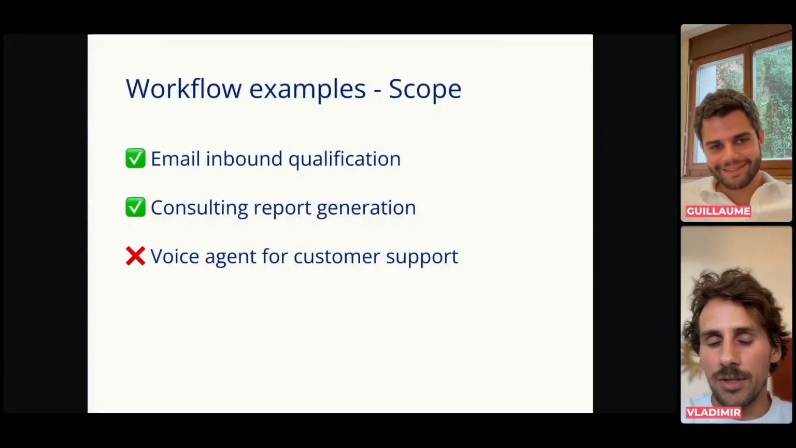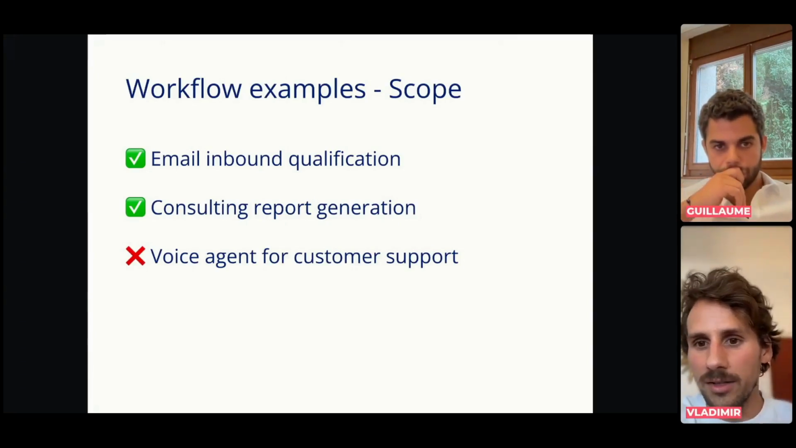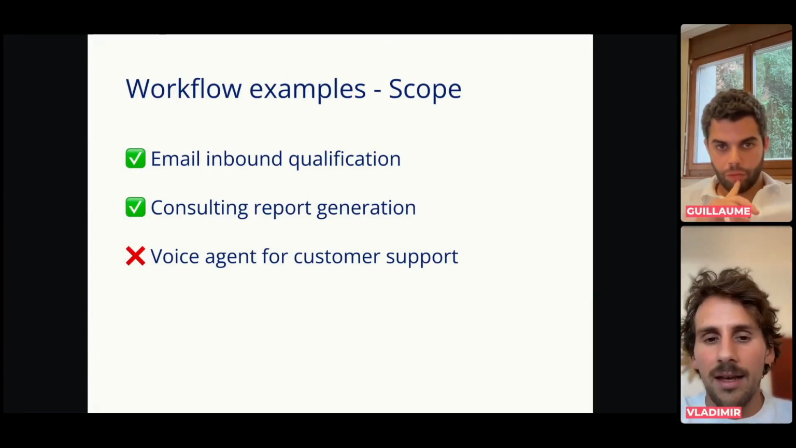So now you can think, okay, we have those 3 workflows in terms of scope. And here, this is just for the sake of the exercise. We can think that the email inbound qualification and consulting report are 2 fairly clear workflows. We kind of know what we want. We are already doing it manually, and we just want to automate as much as we can. We know the start, we know the end.